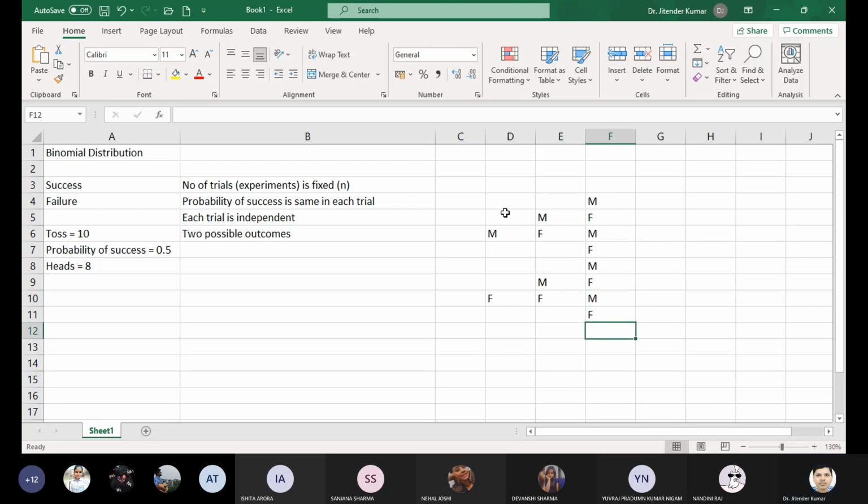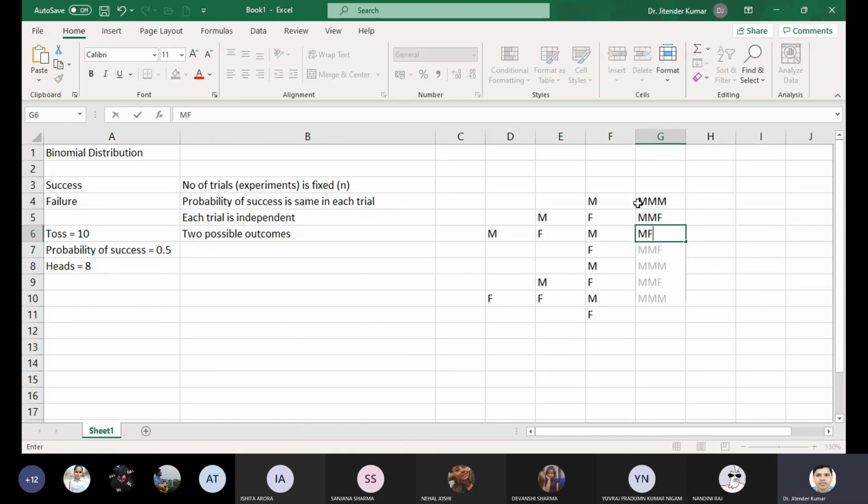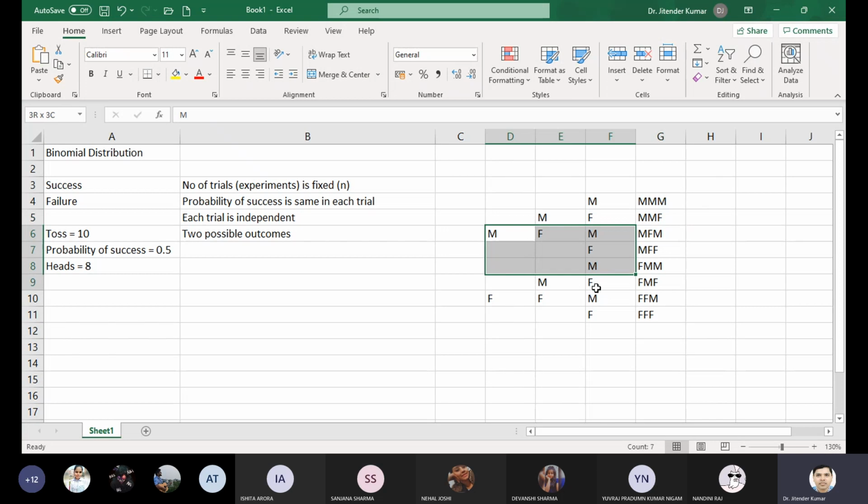So if there are 3 kids, you see there are 8 different possibilities. So what are those possibilities? Male, male, male; male, male, female; male, female, male; and male, female, female. Then female, male, male; female, male, female; female, female, male; and female, female, female. Right? So if you have 3 kids in a family, there are only 8 possible outcomes.